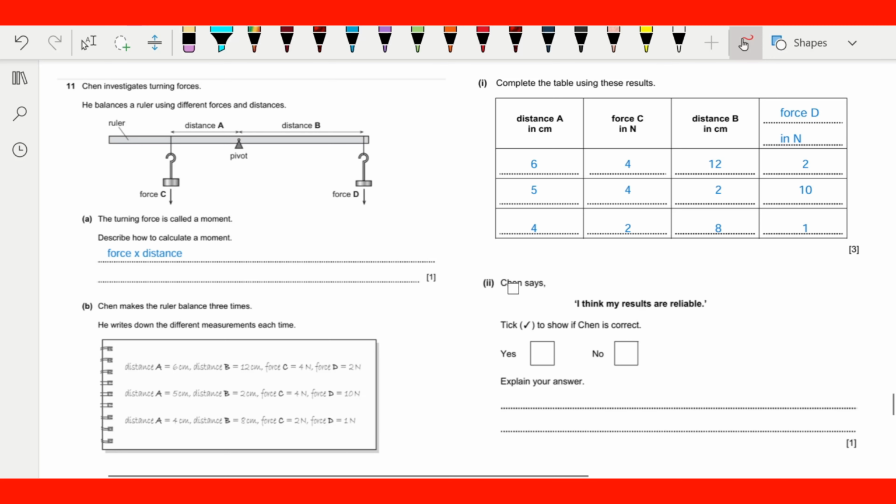Alright, let's move on to part 2. Chan says, I think my results are reliable. Click to show if Chan is correct, yes or no. Explain your answer.